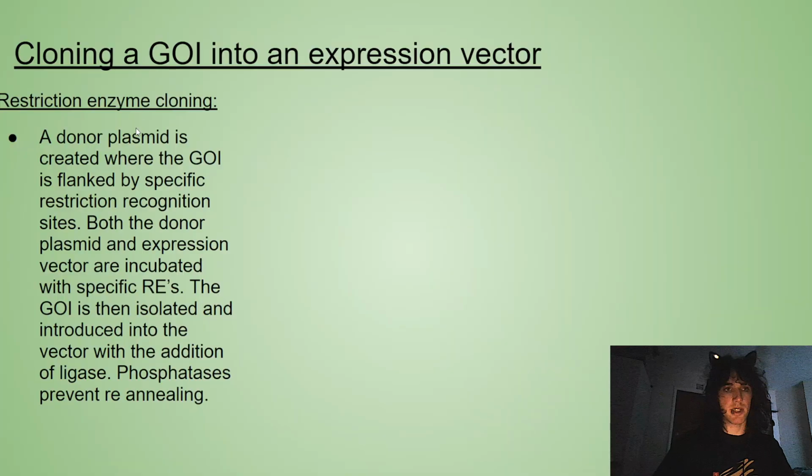So, as earlier said, you can use a restriction enzyme, where a donor plasmid is created, where the gene of interest is flanked by specific restriction recognition sites. So both the donor plasmid and the expression vector are incubated with these same restriction enzymes, so they get cut the exact same. The gene of interest is then isolated and introduced into the vector with the addition of ligase. So ligase, gene of interest going here, ligase shuts the gap. And then phosphatases prevent reannealing, that initial reannealing.